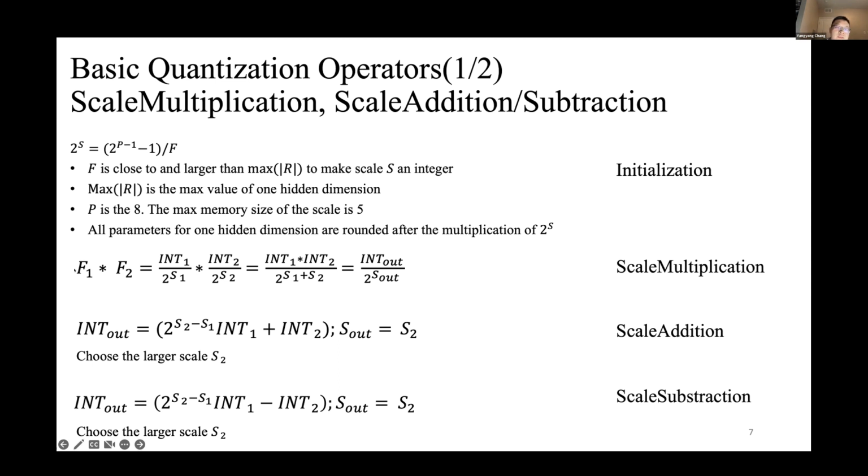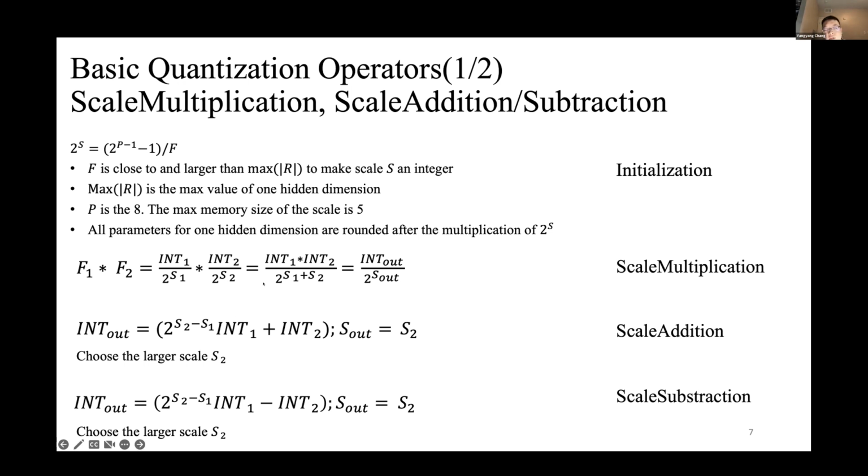Previously, a floating point number is equal to one integer value over the scale 2 to S1, times another integer value over 2 to S2. So we multiply the 2 integers, and as you can see, what we can do is directly do multiplication between the 2 integers, and over the 2 scales, just do the addition, the summation. So it's pretty straightforward.